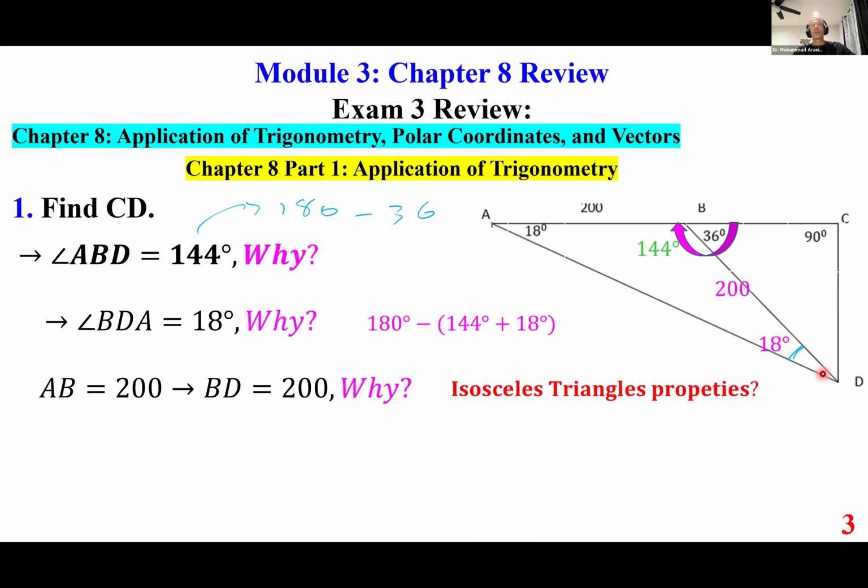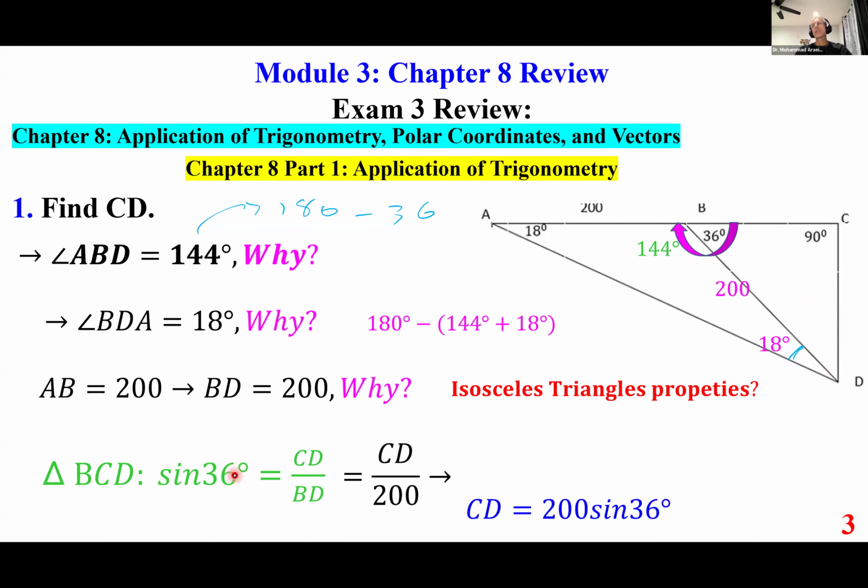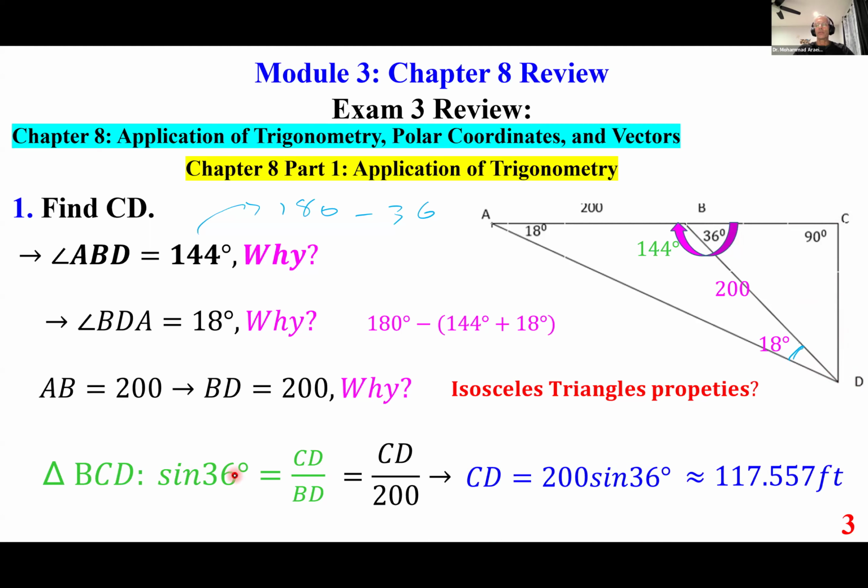So, the purpose of this question was to find CD. And if you look at this small triangle, which is a right triangle, in other words, BCD, sine of 30 degrees is the opposite CD over the hypotenuse BD, or CD over 200. Therefore, CD is the product of these two, using a calculator and a bunch of decimals, 117.557 feet. That's how you come up with the answer.